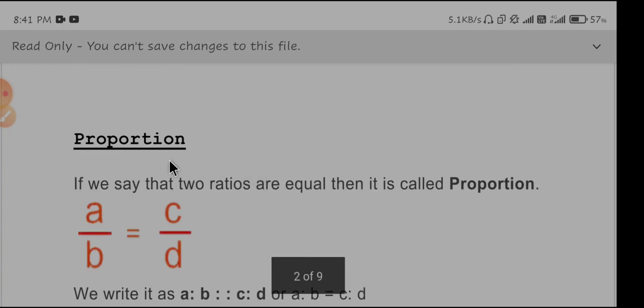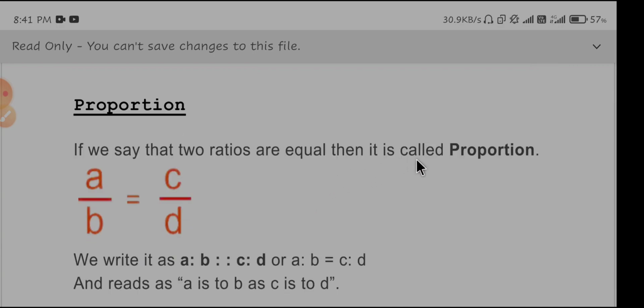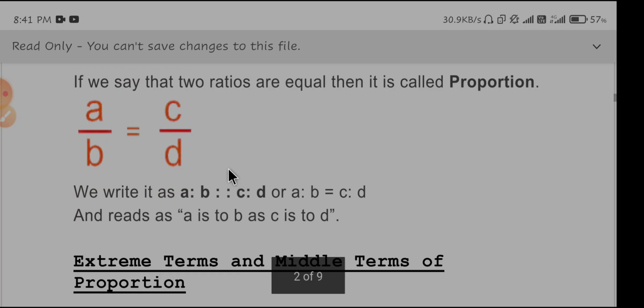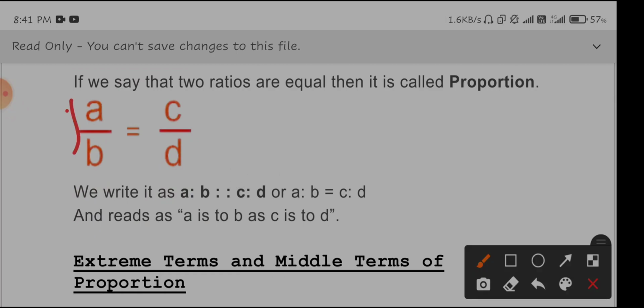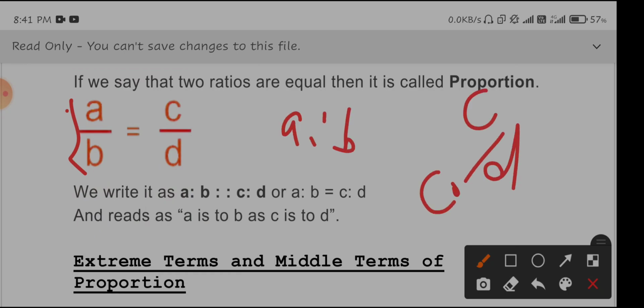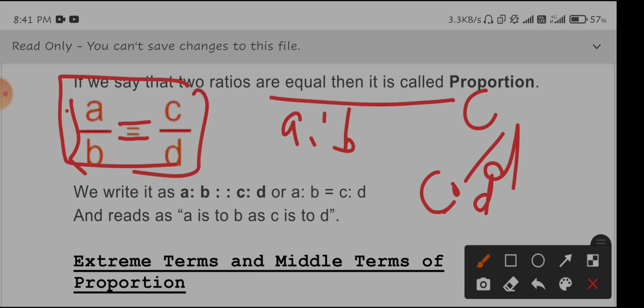Now let's see the proportion. Proportion means if we say that two ratios are equal, then we can say that they are in proportion. If any two ratios are equal, means how many ratios are given? A ratio B and C by D can be written as C ratio D. If both are equal to each other, then we can say that they are in proportion, and we can write it as: A ratio B proportion.